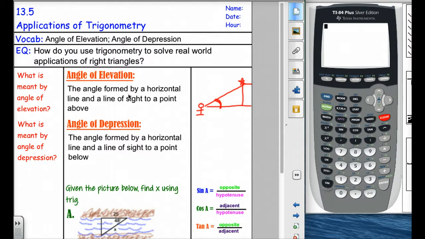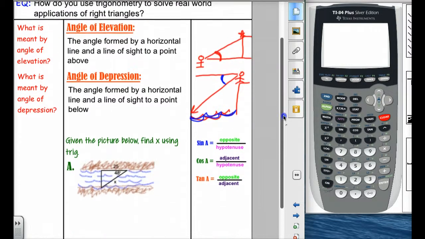Now, angle of depression, on the other hand, is going to be formed by a horizontal line and a line of sight to a point below. So this would be more the aspect of, now you've got this cliff, you've got this person standing on the cliff, and there is this line here, and they're looking down to, say, a boat, if you have water down here. And then with this water, let's make it blue, this angle here would be that angle of depression. So that being said, let's take a look at a couple of examples.